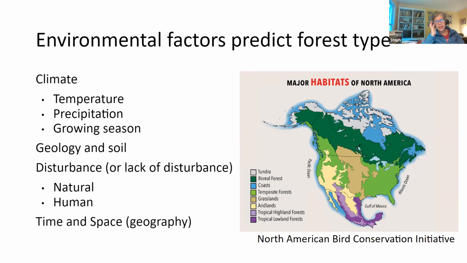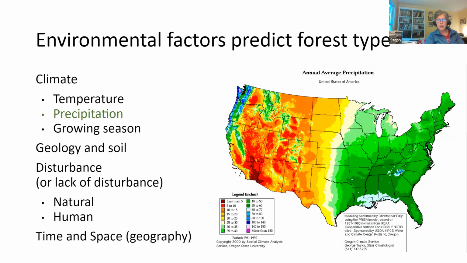And then also variations in time and space, right? So forests change over time. And also distributions of trees can be limited by geography. We'll talk about that more in just a moment. So looking at precipitation as just honing in on that because it's easy to find a precipitation map for the United States, you'll see that there is a broad, wide variation in precipitation across the United States.